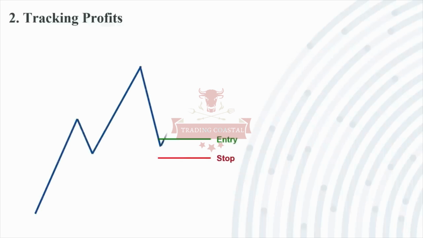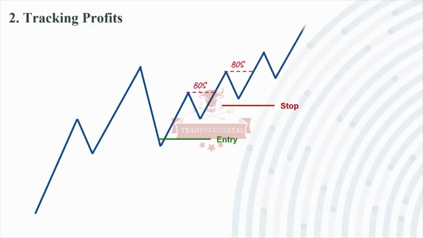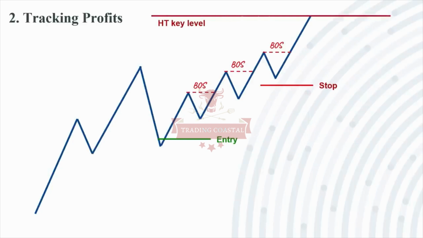Now let's continue with the second technique. In this strategy, we track our profits until they reach the higher time frame key level, which allows us to catch insane risk-to-reward ratio trades. In the bullish scenario, after entering the long position, every time the market breaks the structure to the upside, we reposition our stop a couple of pips below the new swing low. This way, we can let the profits run until the price reaches the higher time frame key level, or makes a reversal.